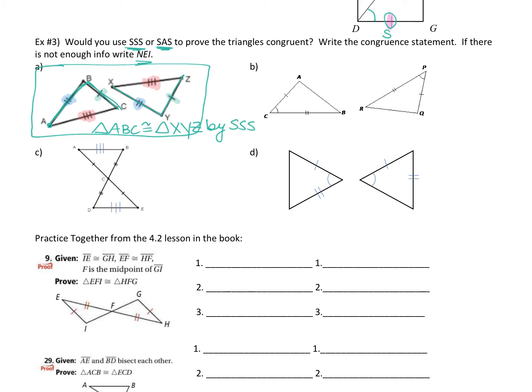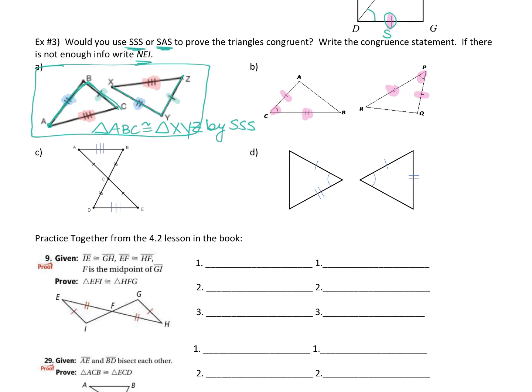Okay, now look at letter B. Look at what you have. You have this side here congruent to this side here. You have this side here congruent to that side, so BC and PR. And you have an angle congruent to an angle. Are those triangles congruent? They are. By what? SAS. Okay, now here's where it can be a little bit tricky. You have side angle side because it's the included angle on both of them, right? You got to watch out, make sure it's that included angle.